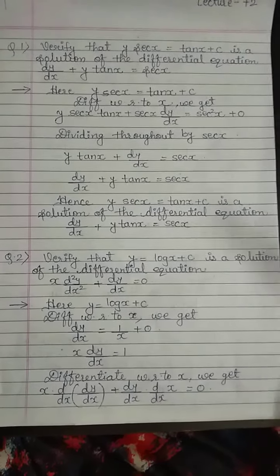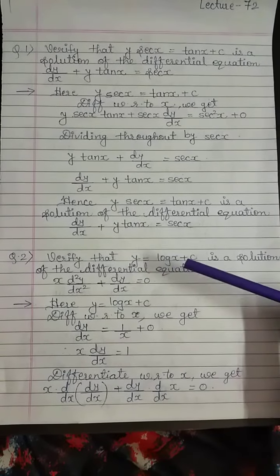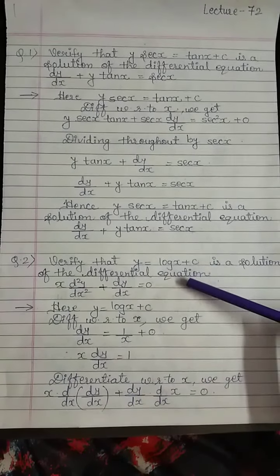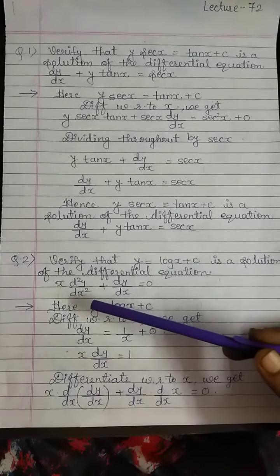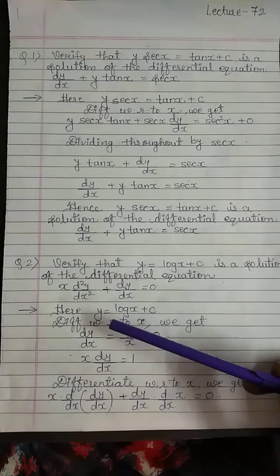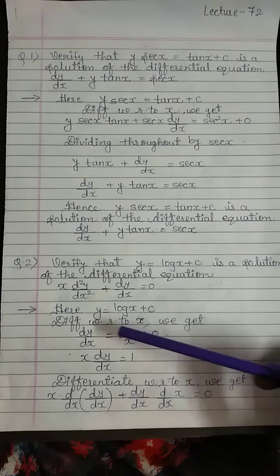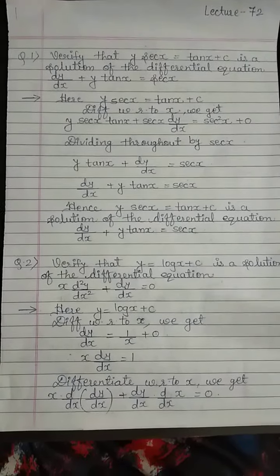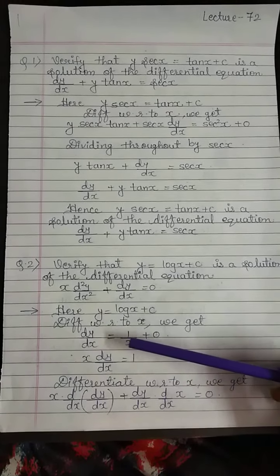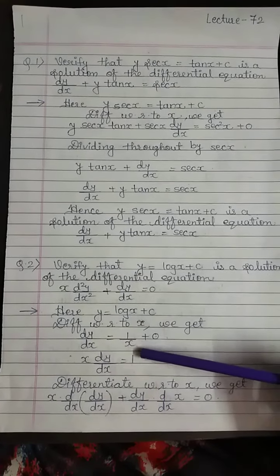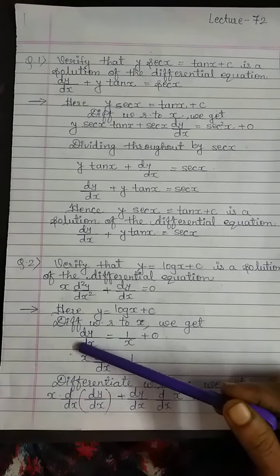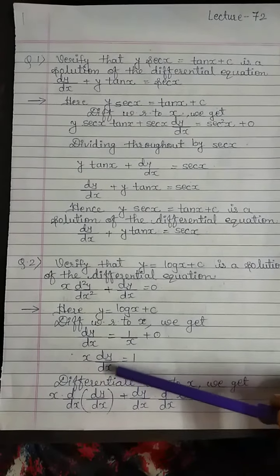Now question number 2, verify that y is equal to log x plus c is a solution of the differential equation x into d square y by dx square plus dy by dx is equal to 0. Now here also we will start with the given equation y is equal to log x plus c. Now differentiating with respect to x. So derivative of y is dy by dx is equal to derivative of log x, 1 upon x, plus derivative of c, that is 0. So shifting x to this side, we have x into dy by dx is equal to 1.